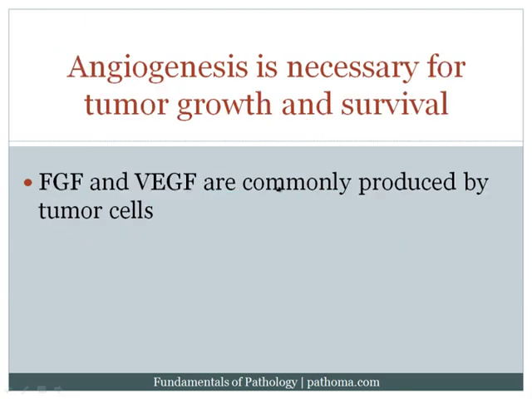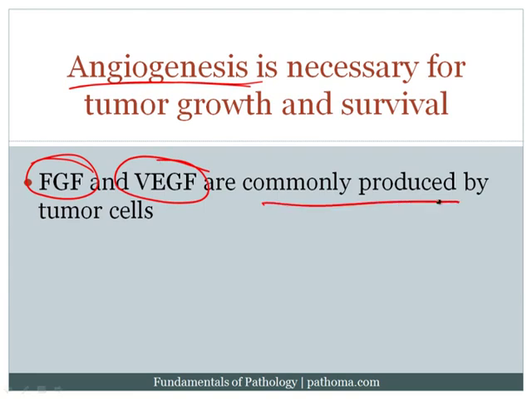Another important feature of cancer is that it requires angiogenesis. Tumor, if it's going to grow, is going to require blood. And so fibroblast growth factor, which is again an important angiogenic factor, despite the name fibroblast growth factor, and vascular endothelial growth factor are commonly produced by tumor cells to ensure tumor growth and survival.